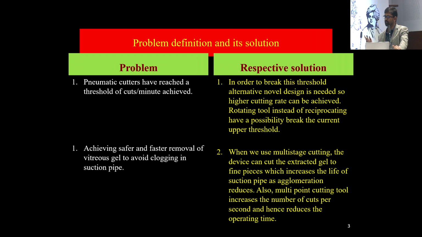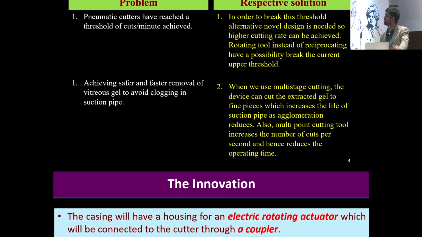One is the number of cuts that we want to increase. So in order to break this threshold barrier, we propose that a rotating cutter can break the threshold which has been put by the reciprocating cutter or the guillotine cutter, and we achieve a safer and faster removal of the vitreous gel. If you use a guillotine type cutter, you can't do a multi-stage cutting. So if you use a rotatory cutter, then you can do a multi-stage cutting.